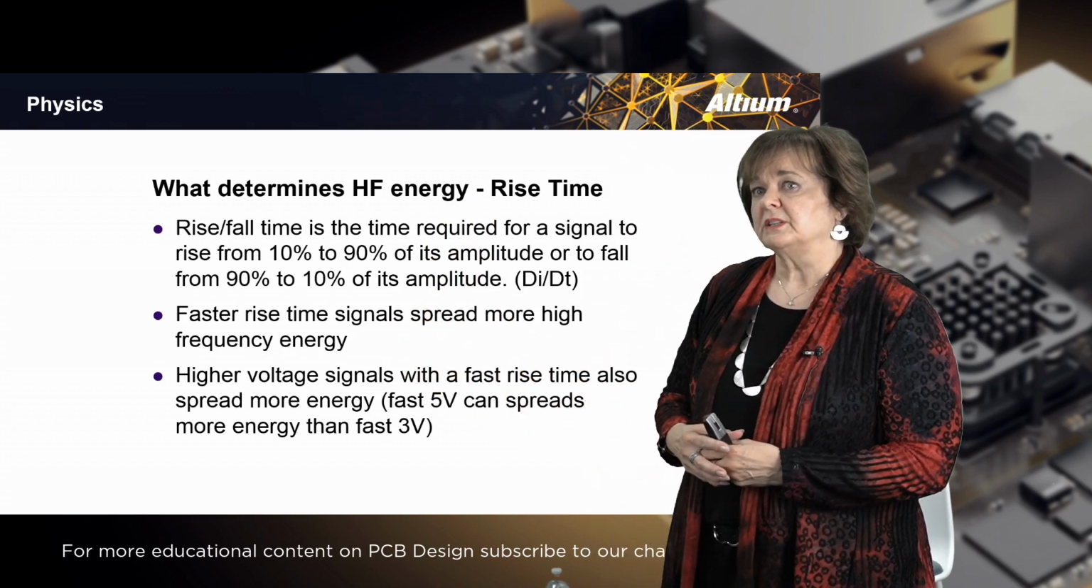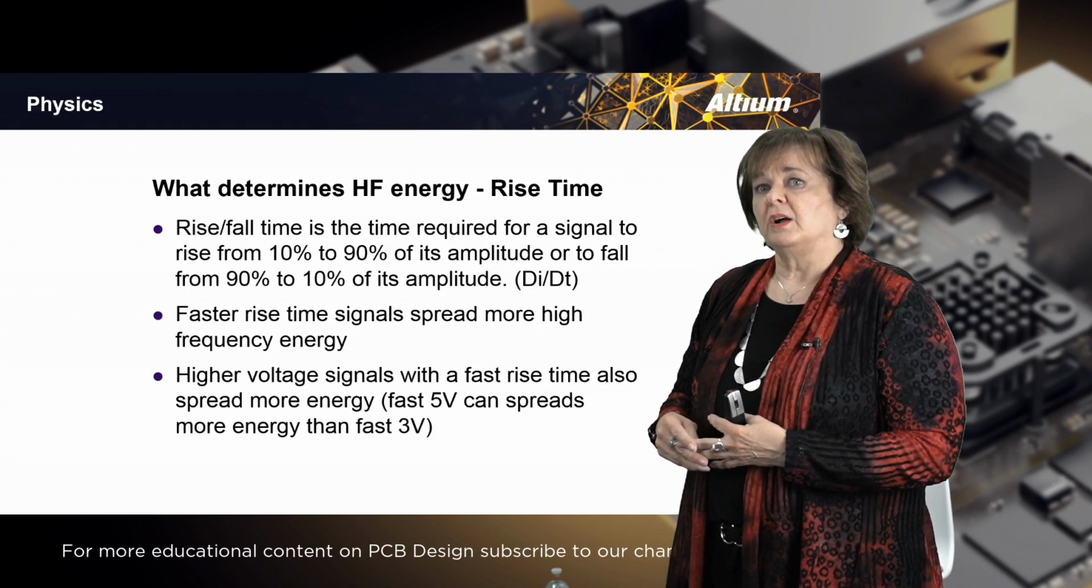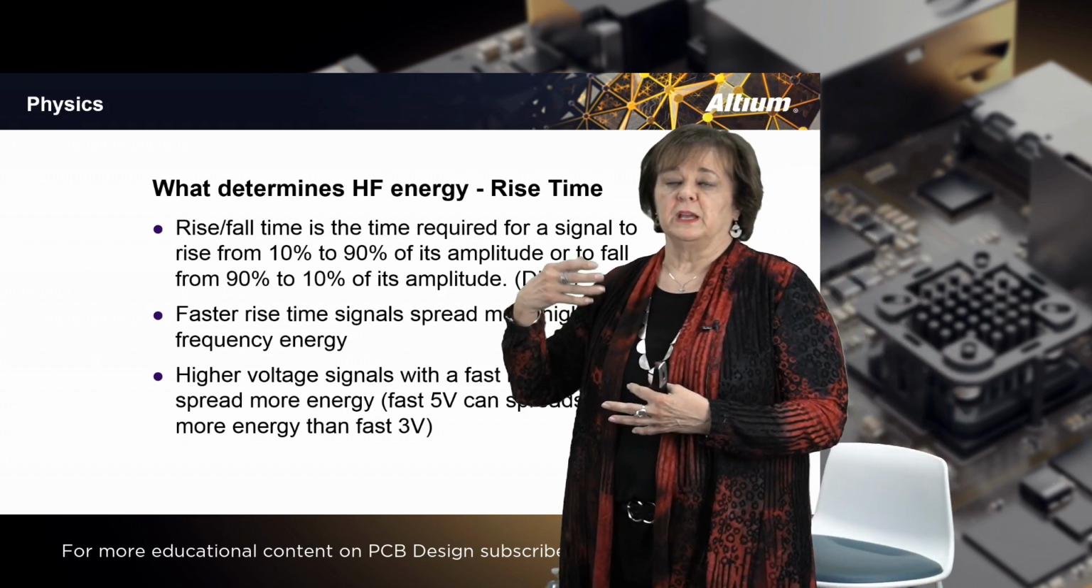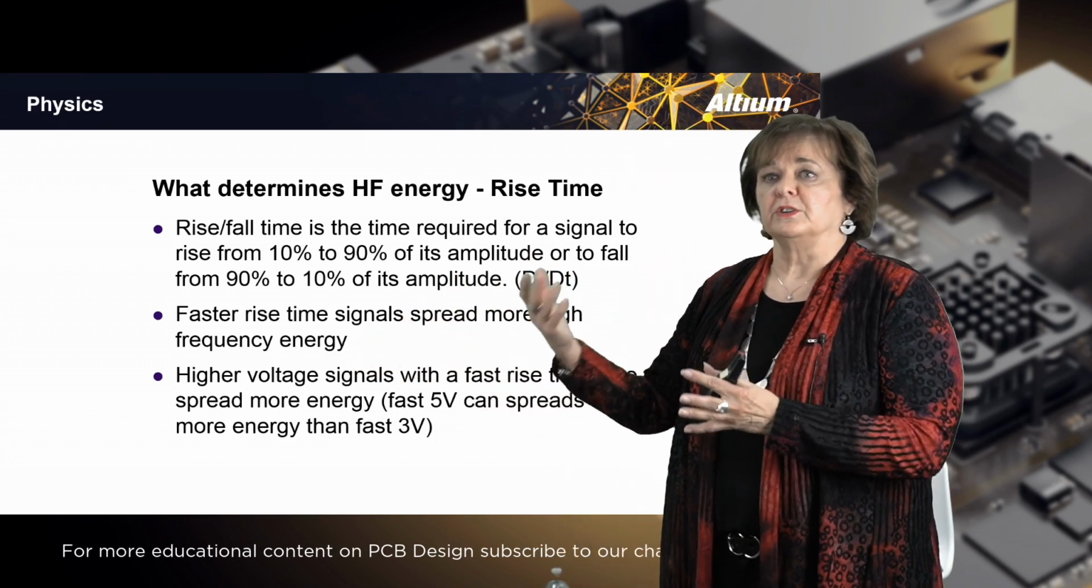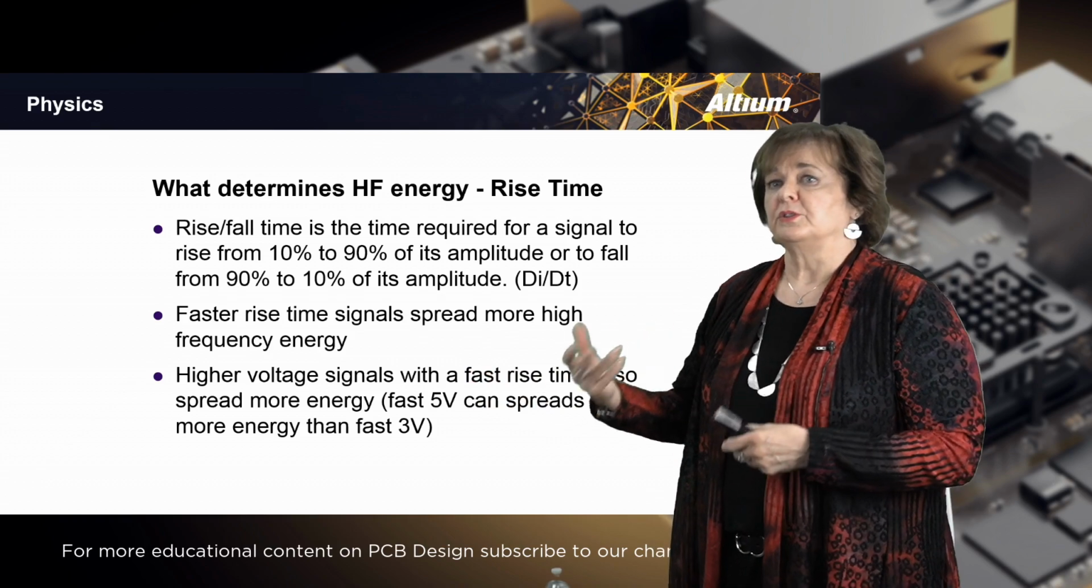The higher voltage signals with a fast rise time also spread more energy. So for example, if you had a high speed 5-volt signal, it would be giving more energy away than a high speed 3-volt signal would.